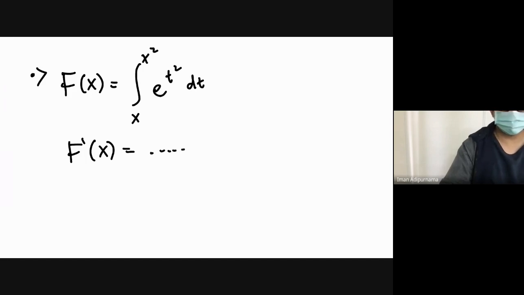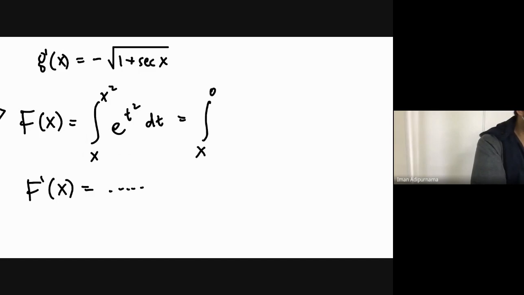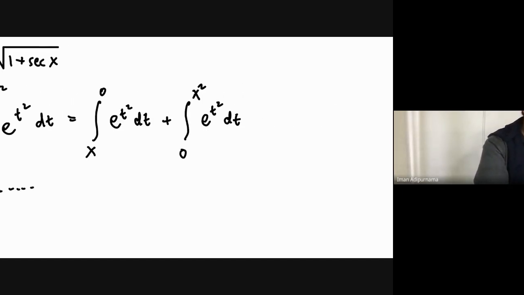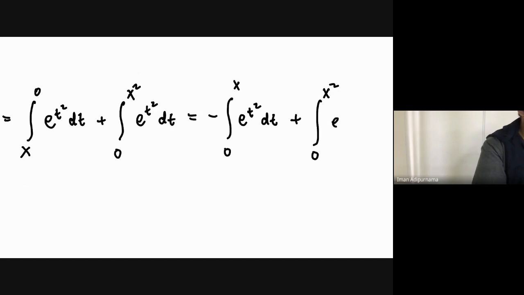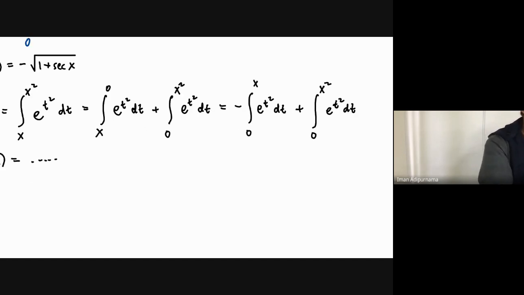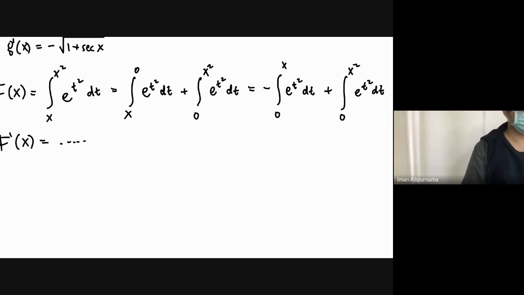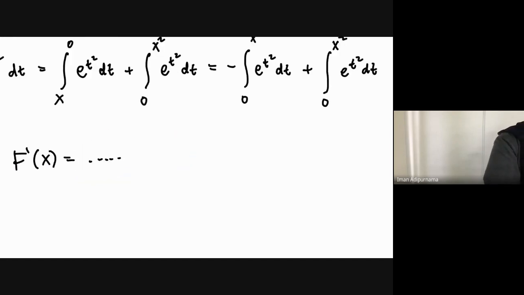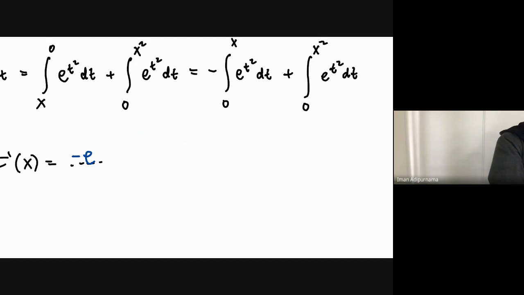To solve this, we need to remember that if we have this integration, we can separate it to become x to 0 and 0 to x squared. And then we can also switch the first part to become 0 to x. That way we can have a better result that is easy to calculate. The first one is just, let me move this right here, negative e to the x squared.